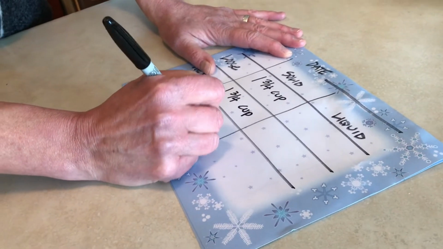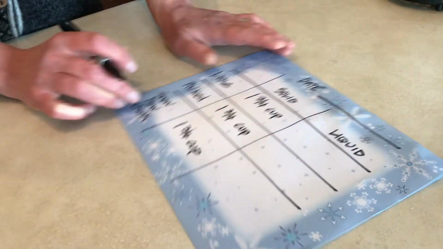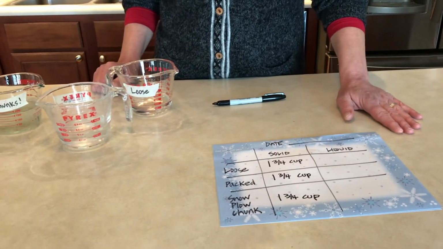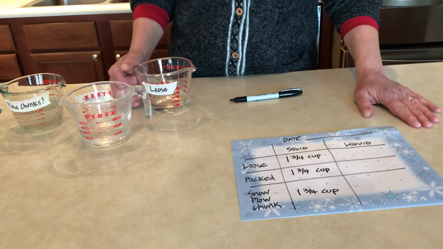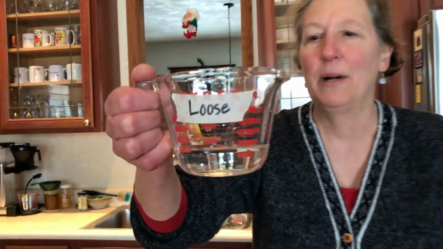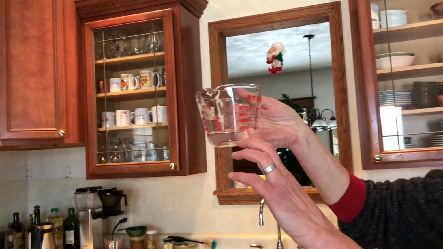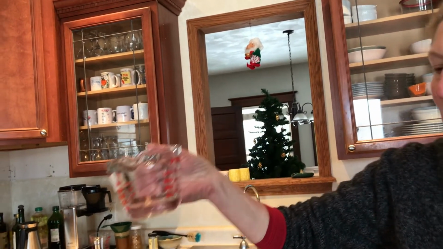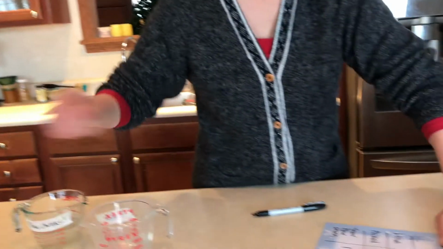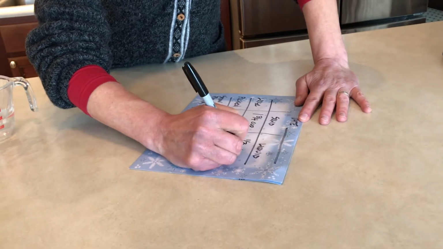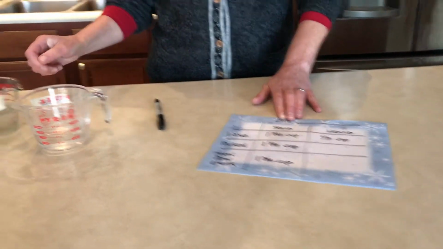Another fun thing to do is to make a prediction before you let this melt and predict how much water you think you're going to get. And again, each snowfall is going to be different. So here's the liquid that came from our loosely packed snow. And when I hold this up to eye level and read it, it looks like it's at 1/3 cup. So I'm going to fill that in, 1/3 cup.